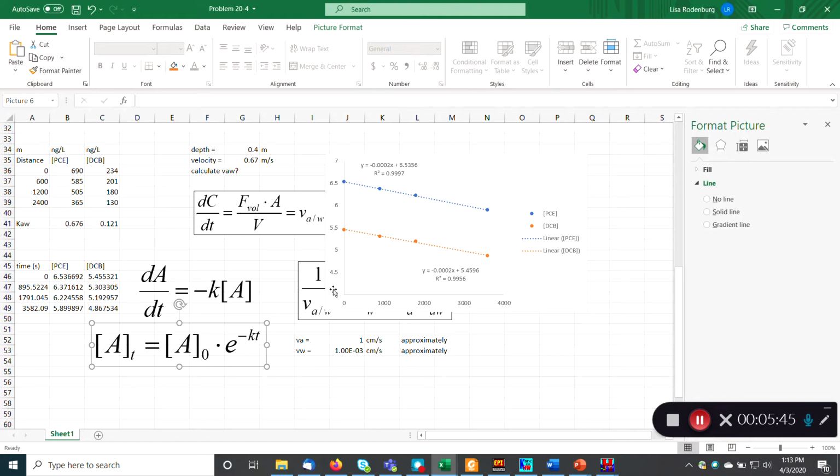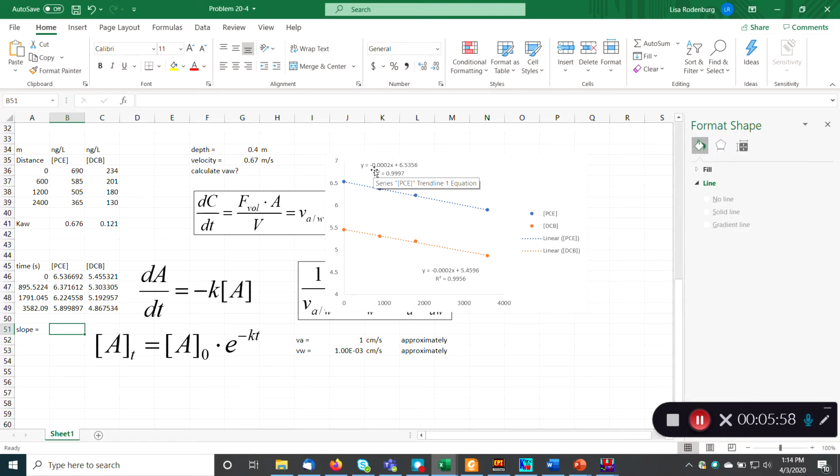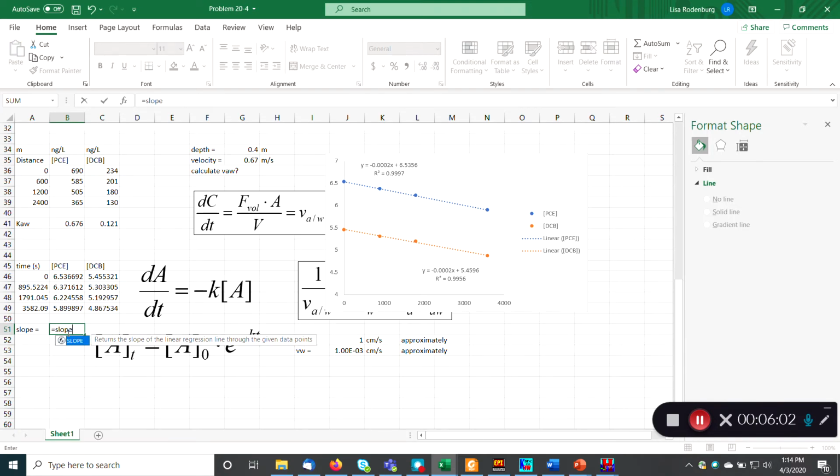This is your natural log of C. And so the slope here is the k value. So we just want to calculate our slope. And of course, there's multiple ways to do that. We could read it off the plot. You can see that according to the plot, these are both minus 0.002. But let's do it a little bit more rigorously and calculate it this way.